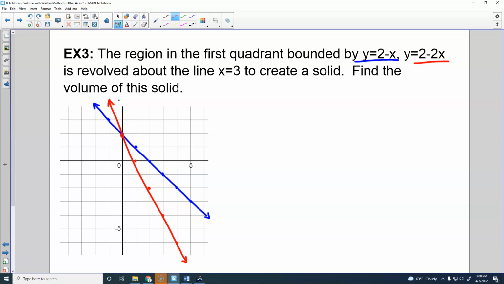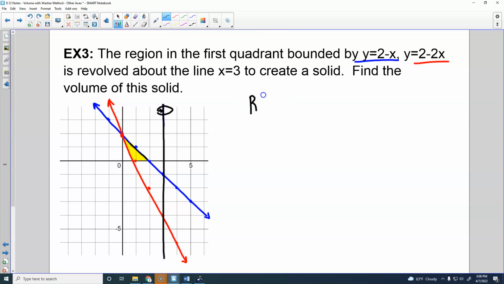And it's the area in the first quadrant. So it doesn't say that the x-axis is involved, but the first quadrant means that we're going to stop right here. This little area right here is what we're going to be rotating around the line x equals 3. Is that vertical or horizontal? Vertical, x equals 3 right here. Now, are either one of them constant this time?